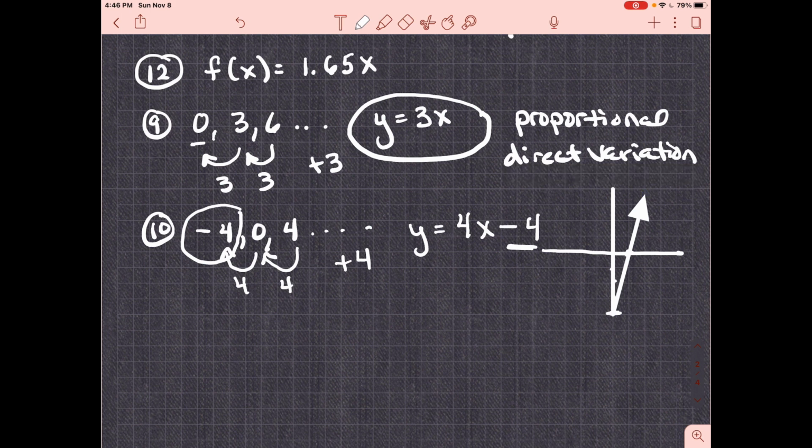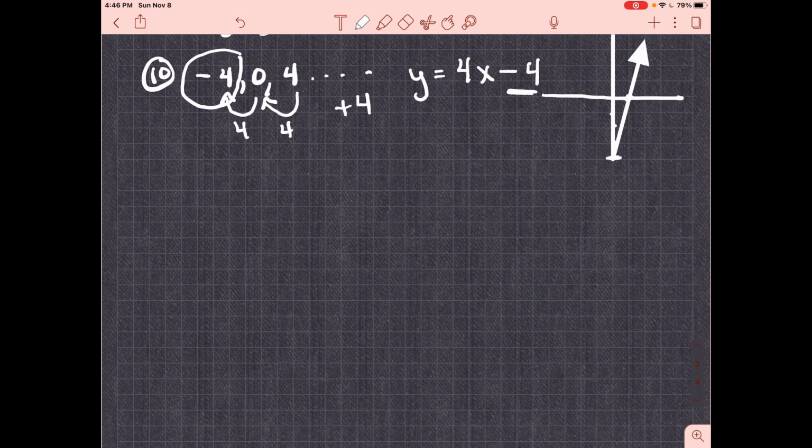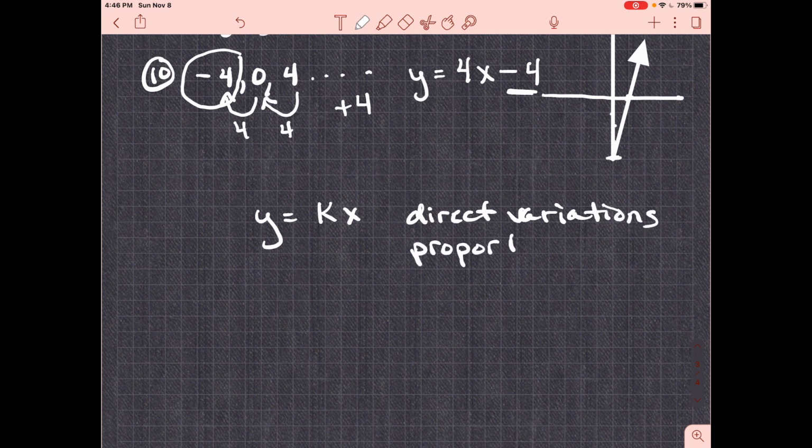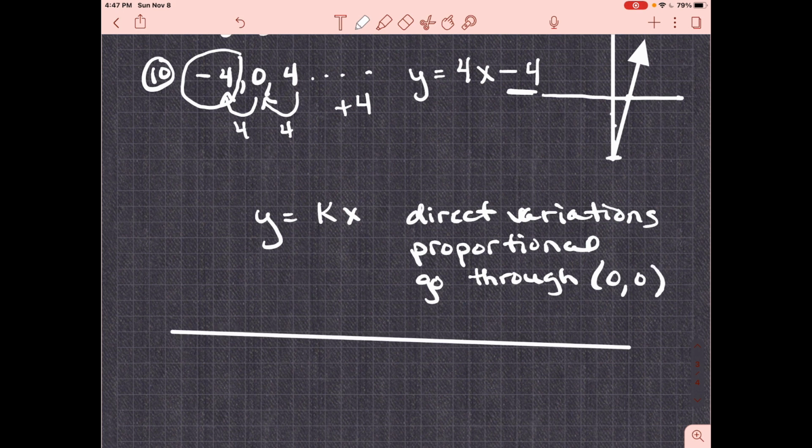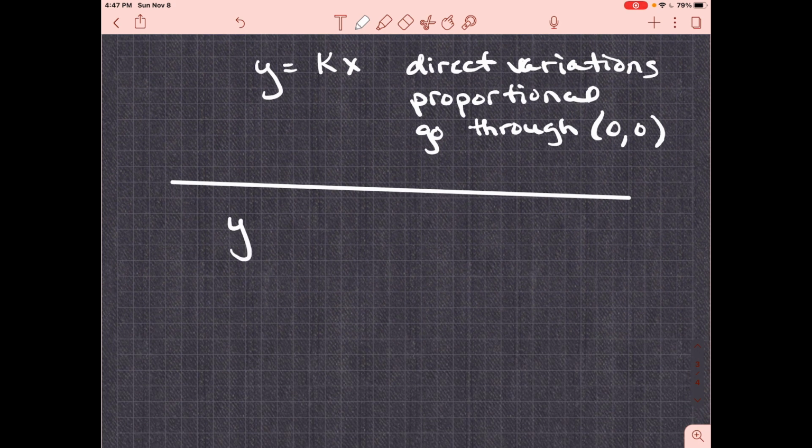All right. So what did we learn today? We have two kinds of linear equations. We have y equals kx. These are direct variations. They are proportional. And they go through the origin, which is 0 and 0. So they go through the very middle of the graph. They're very simple, okay? And then we have this one, y equals, well, we could say kx, and then we have plus or minus something.